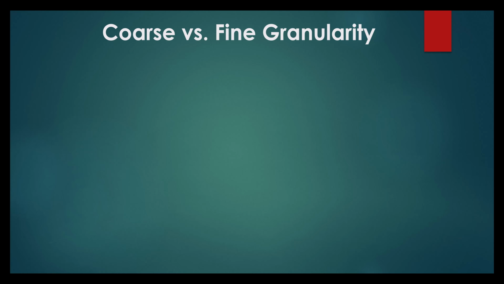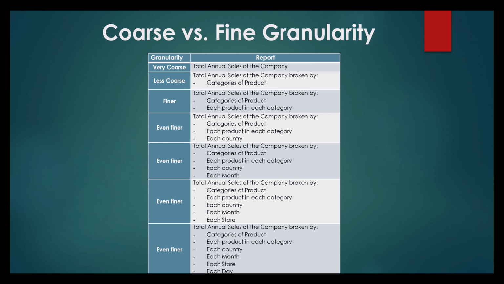So let's talk about granularity, coarse versus fine granularity. A very coarse granularity would be total annual sales of the company, just one number. A less coarse level would be total annual sales of the company broken by categories of product. Now, even finer granularity would be total annual sales broken by not just category of products, but each product in each category. Even finer, break it down further by country. Even finer, break it down by each month. Even finer, break it down by each store.